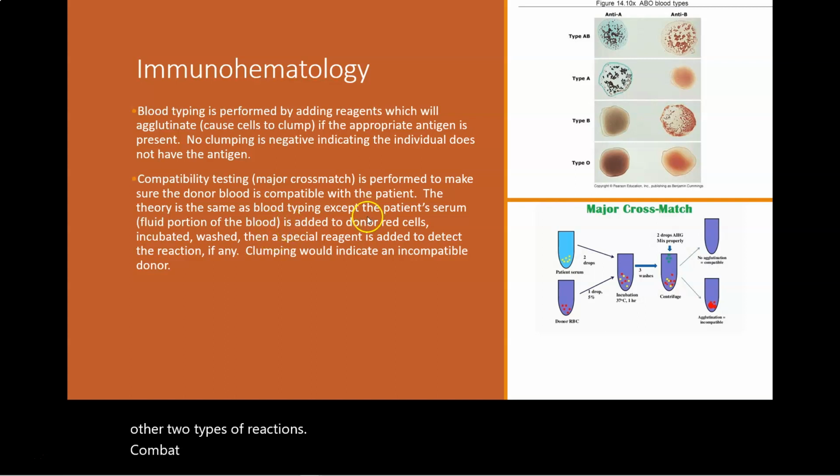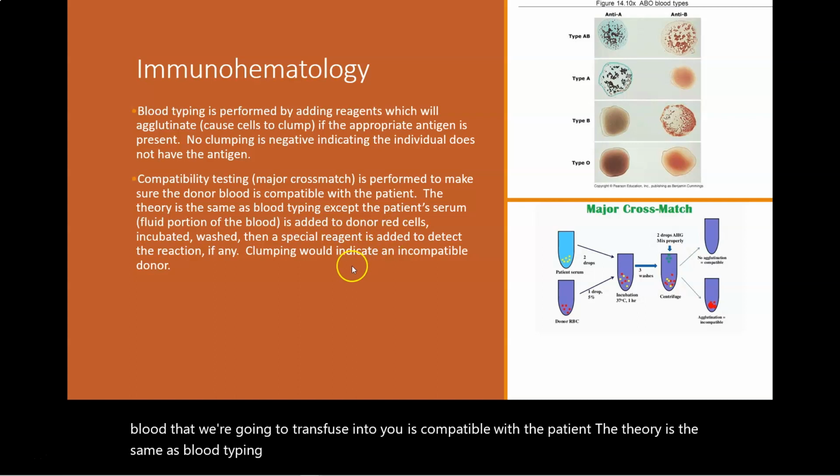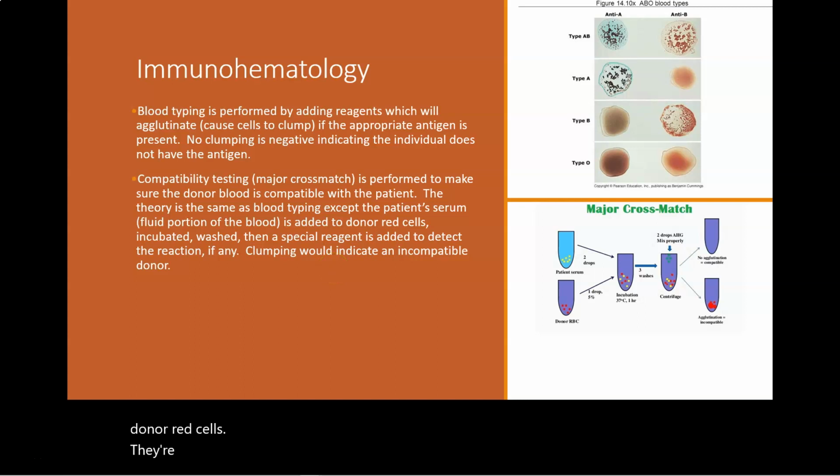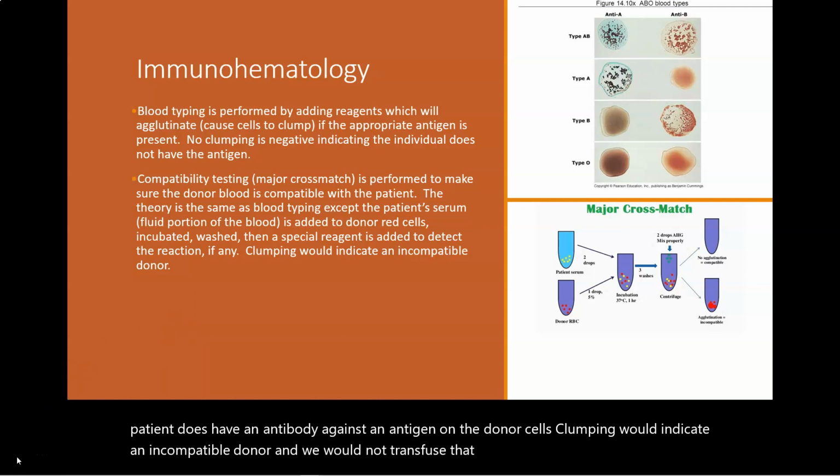Compatibility testing, or major cross-match, is performed to make sure the donor blood that we're going to transfuse into you is compatible with the patient. The theory is the same as blood typing, except the patient's serum, the fluid portion of the blood, is added to donor red cells. They're incubated, they're washed, and we add a special type of reagent to determine if the patient has an antibody against an antigen on the donor cells. Clumping would indicate an incompatible donor, and we would not transfuse that blood to that particular patient.